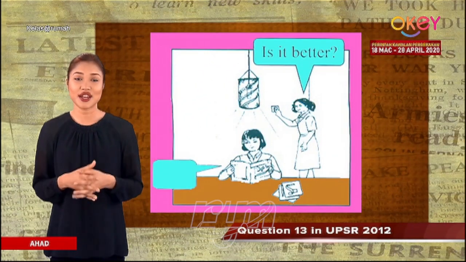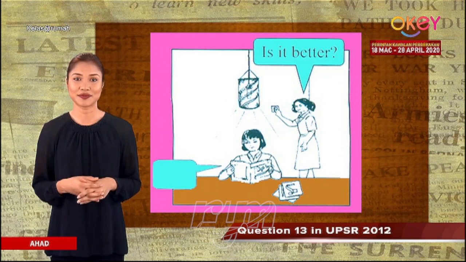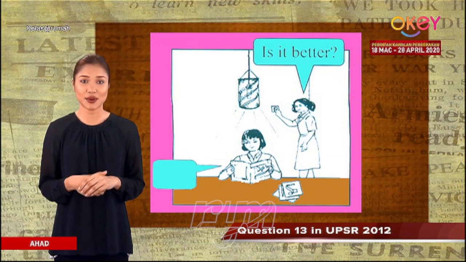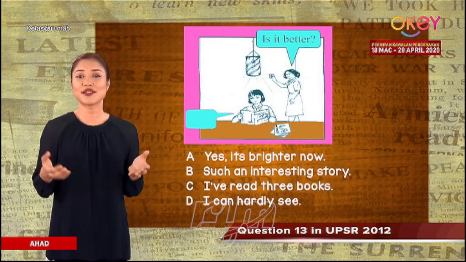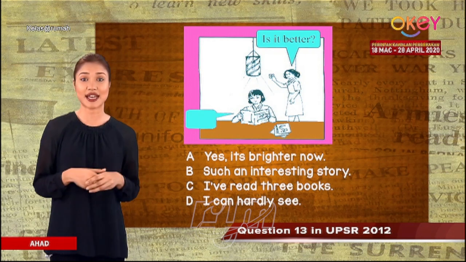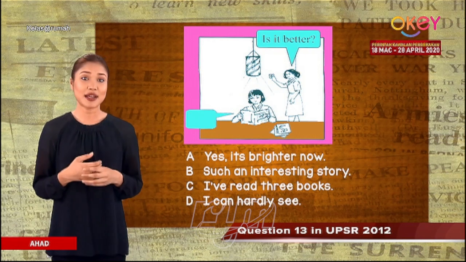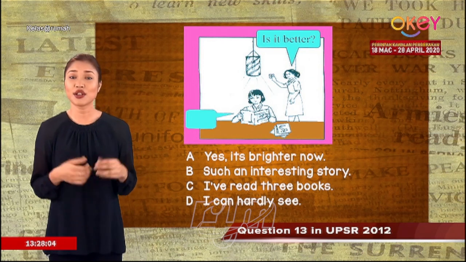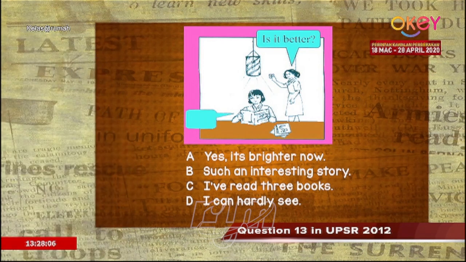Let's look at question 13 in 2012. This picture shows a girl reading a book and another standing beside a switch. We can also see a lamp in the picture. The girl standing beside the switch says, "Is it better?" So what should the other girl reply to show that she agrees? The answer is A. Yes, it's brighter now.